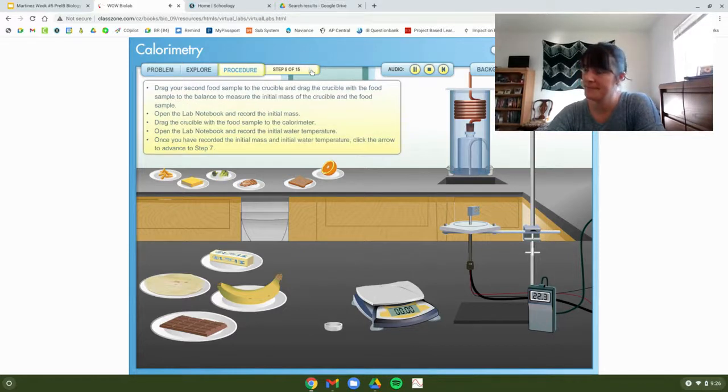Drag your second food sample to the crucible, and drag the crucible with a food sample to the balance to measure the initial mass of the crucible and the food sample. Open the lab notebook and record the initial mass. Drag the crucible with a food sample to the calorimeter. Open the lab notebook and record the initial water temperature. Once you have recorded the initial mass and initial water temperature, click the arrow to advance to step 7. So it seems like I'm just going to repeat the same process for each of the remaining foods.